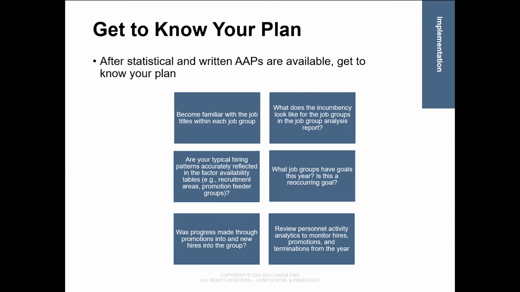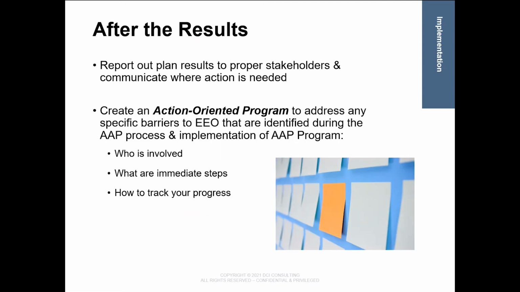This will help you understand if progress was made toward those goals through promotions and new hires into the job groups in question. The last piece on this list is the review of your personnel activity analytics to monitor hires, promotions, and terminations. After you've become familiar with the plan, it's important to report the results to the proper stakeholders and communicate the areas where you've determined that action is needed. We'll chat more about possible stakeholders to include later in this training.